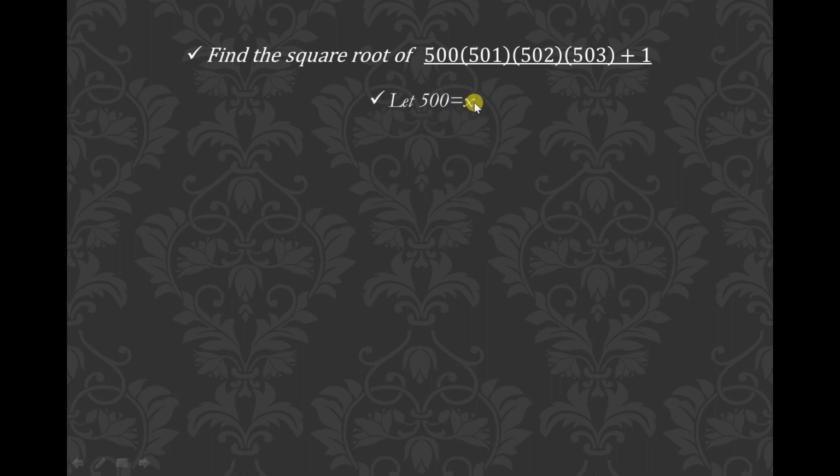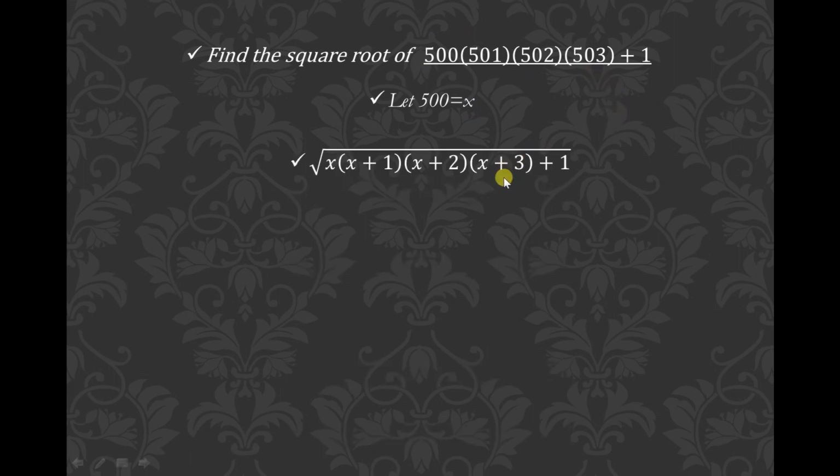First of all, let x be equal to 500. So when I suppose 500 is equal to x, then this 500 becomes x, this 501 becomes x plus 1, this 502 becomes x plus 2, this 503 becomes x plus 3, and 1 stays as it is. So this whole term will reduce to something like this.